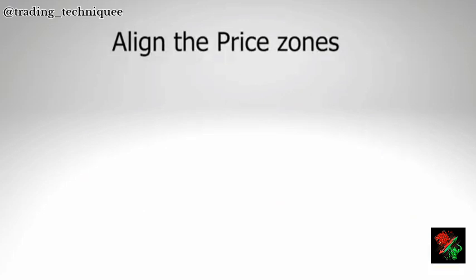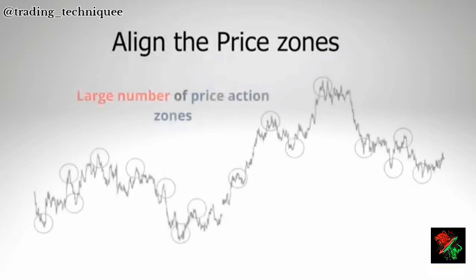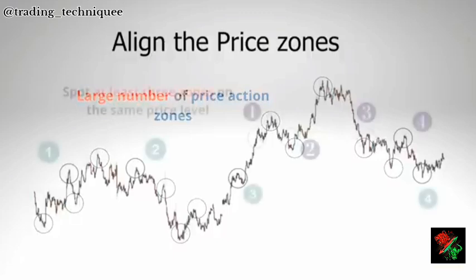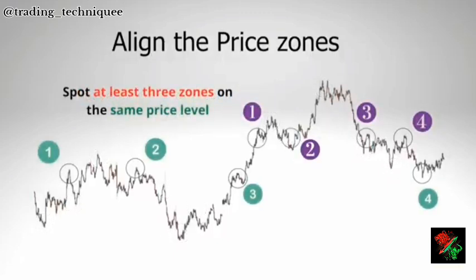Now when you look at a 12 to 18 month chart, it is very common to spot many price action zones by the method that we have just discussed. But we don't have to track down all these price levels. The trick is to identify at least 3 price action zones at the same price level.